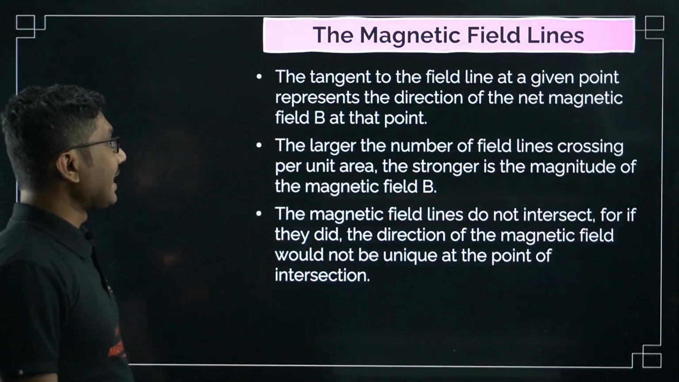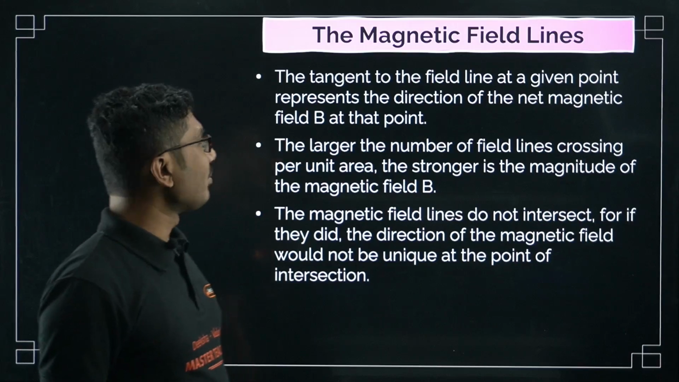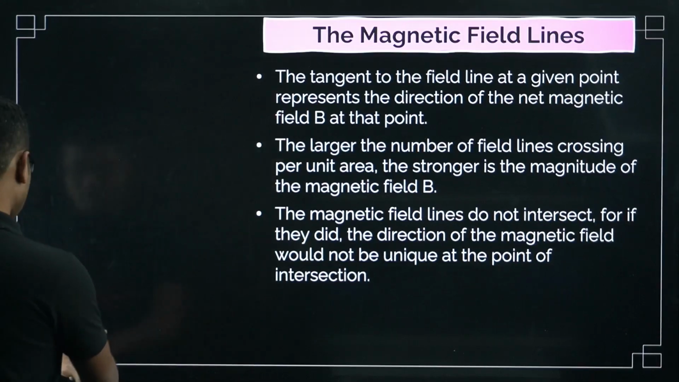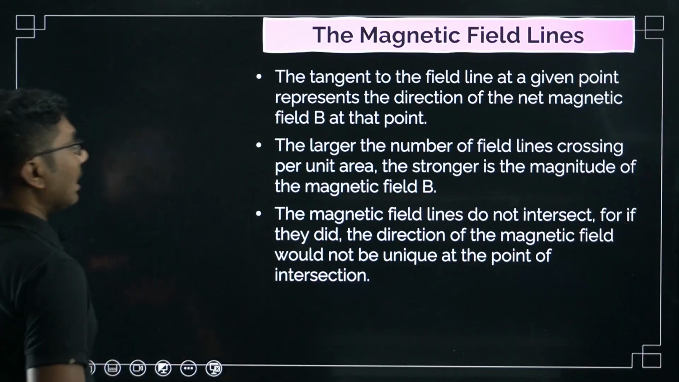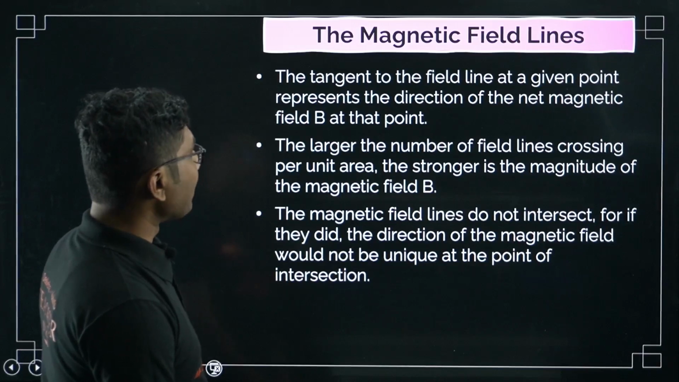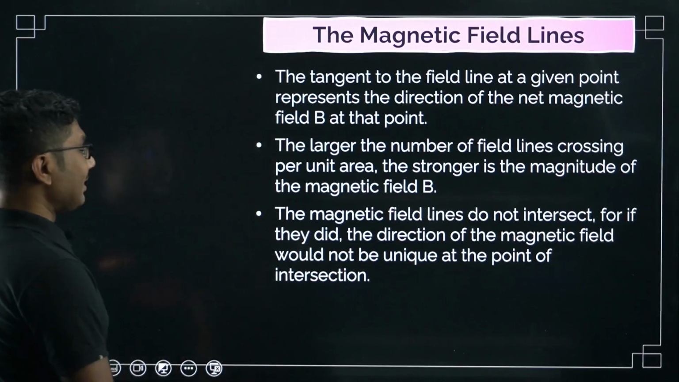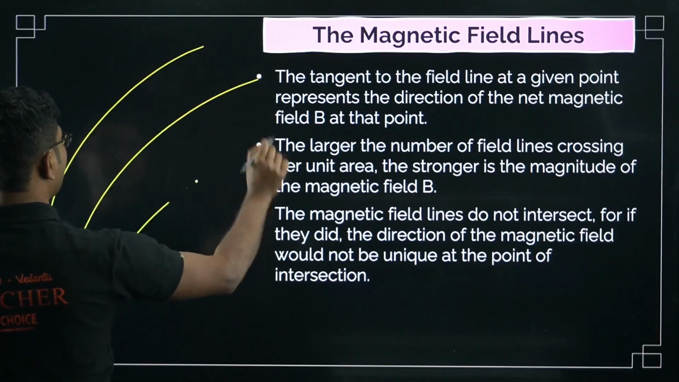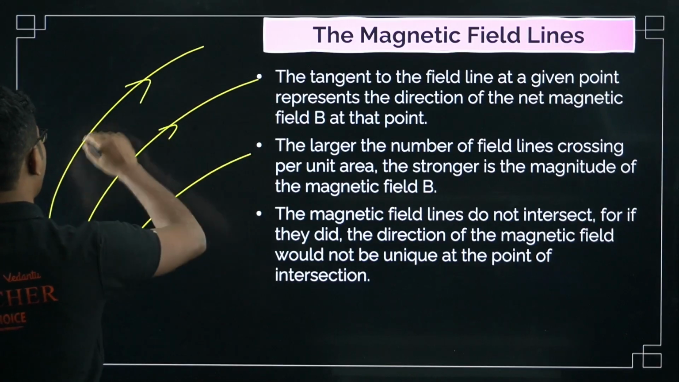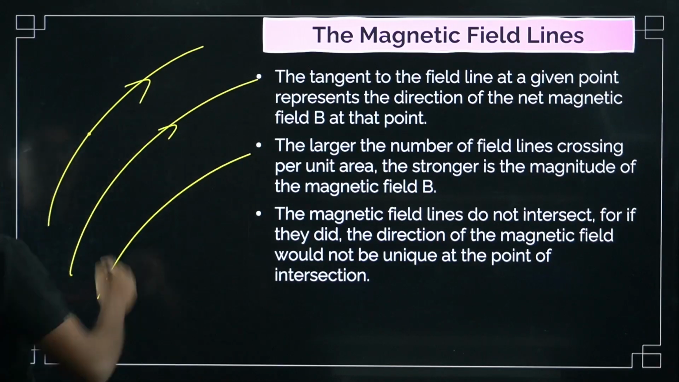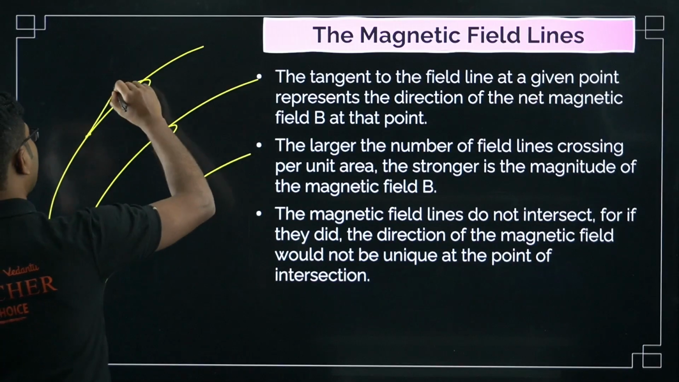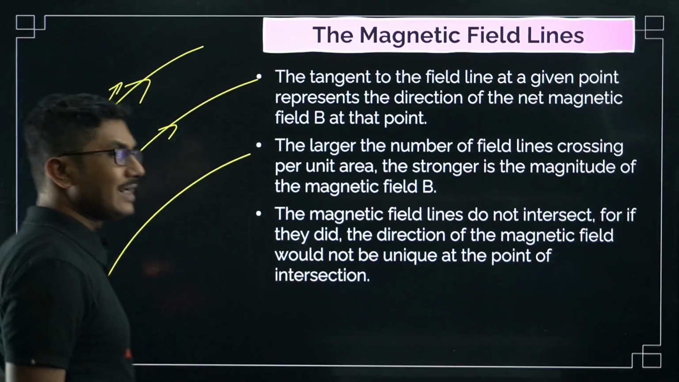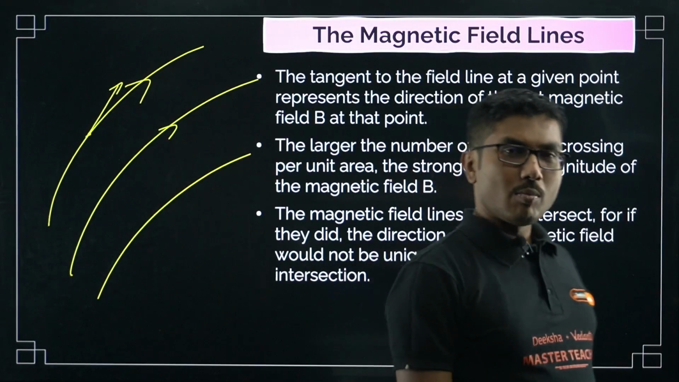Next, the tangent to the field lines at a given point represents the direction of the net magnetic field B at that point. Suppose I have magnetic field lines like that. If you want to find the direction of the magnetic field at this point, you have to draw a tangent. The tangent represents the net magnetic field at that point.